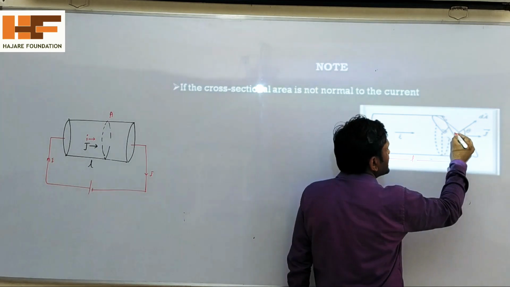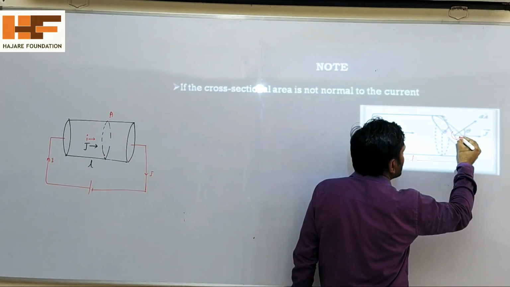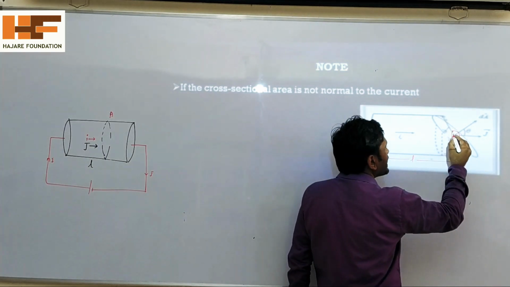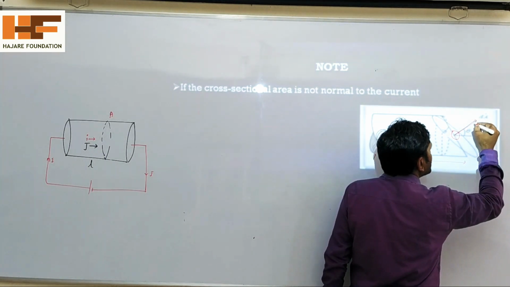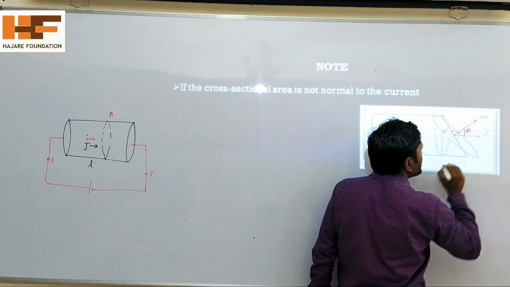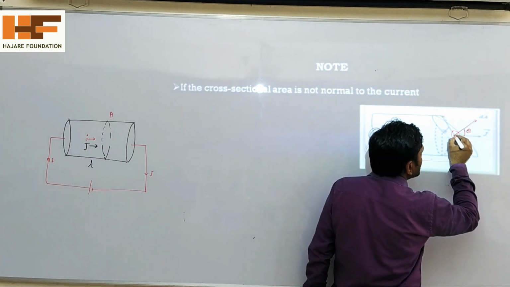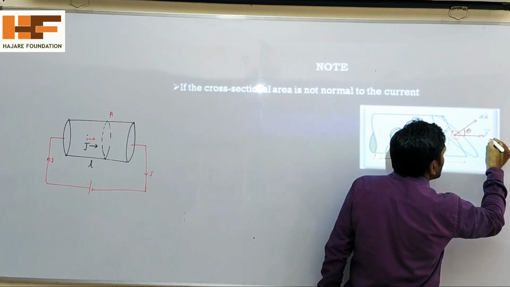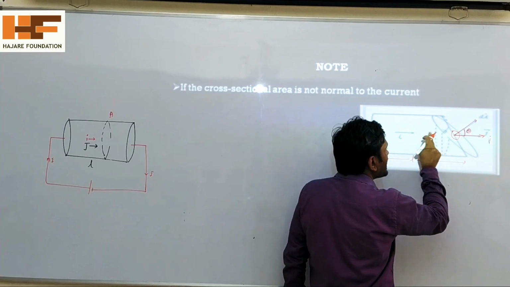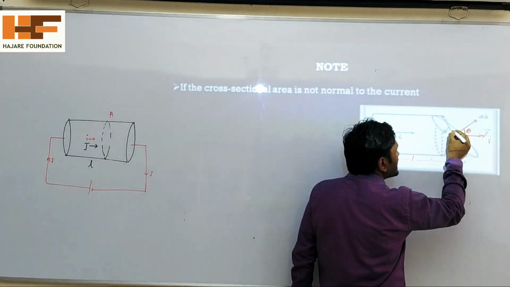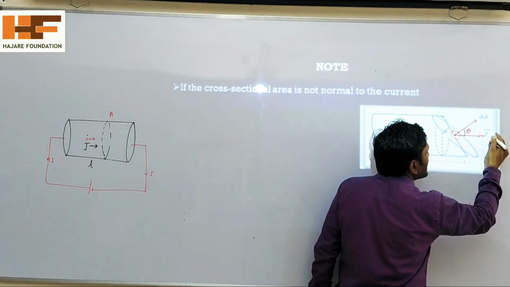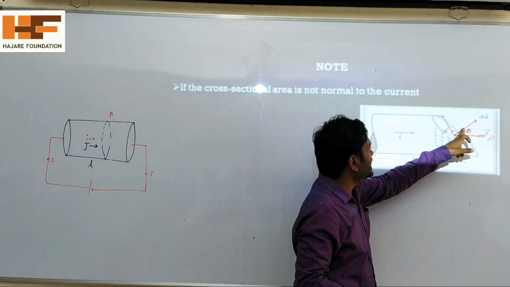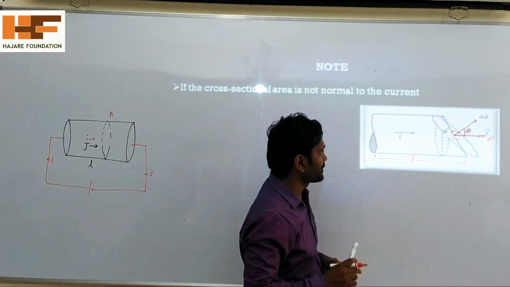Let us consider a small areal element dA. It makes an angle theta with the current I. Let us consider dI is the current through this area. That's why you can take it as dI. dI is the current through this areal element dA.